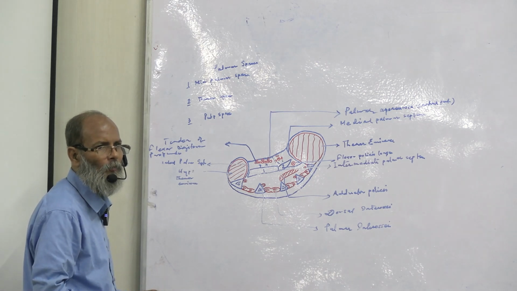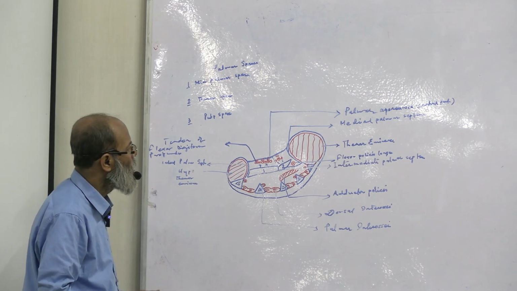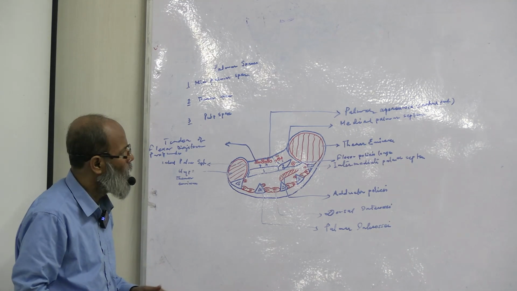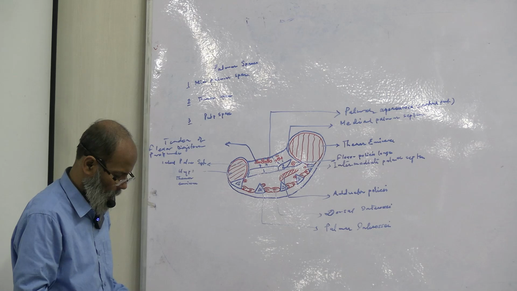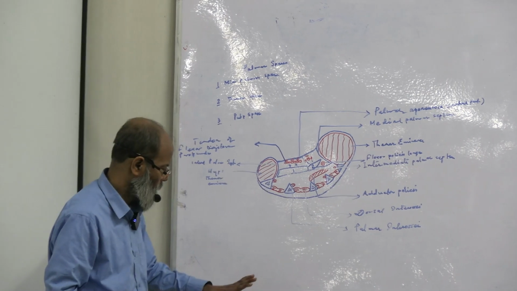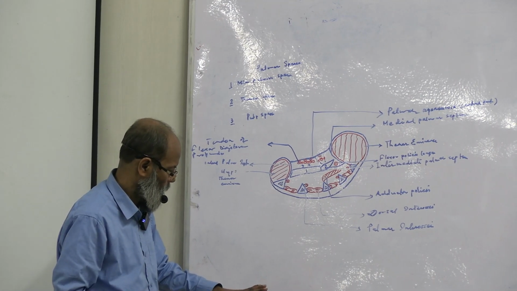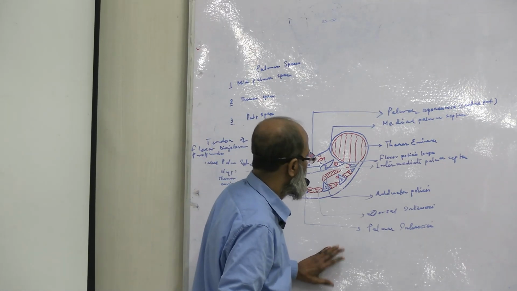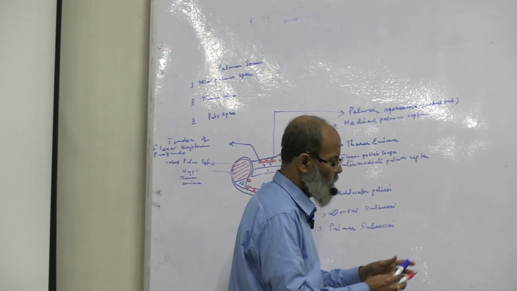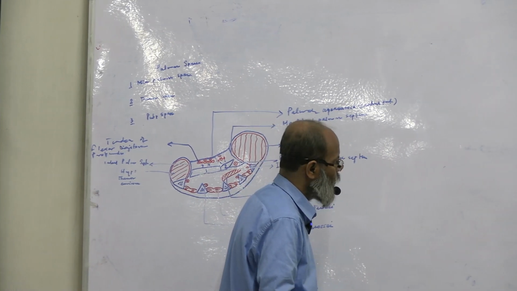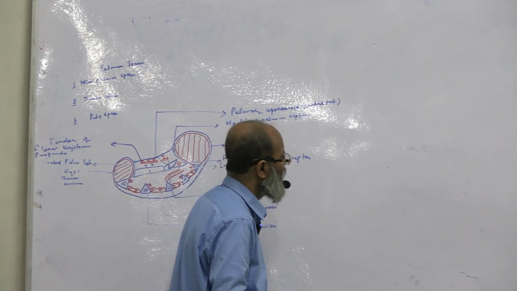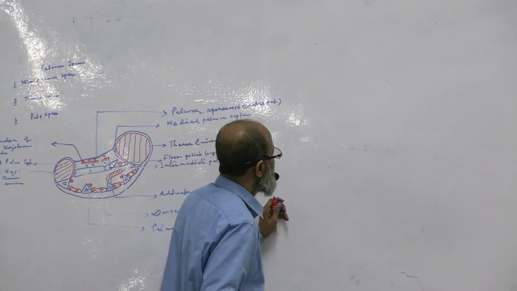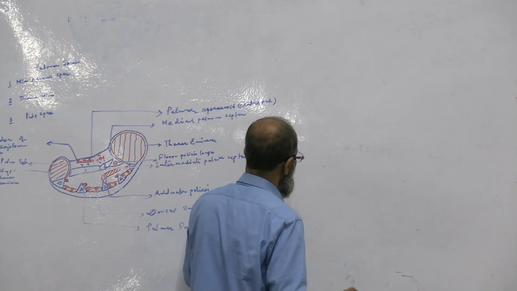And the labeling, you need the labeling. Together with this, you need to know the course of the deep branch of the ulnar nerve. Then you will understand where the dorsal interossei and the palmar interossei are.